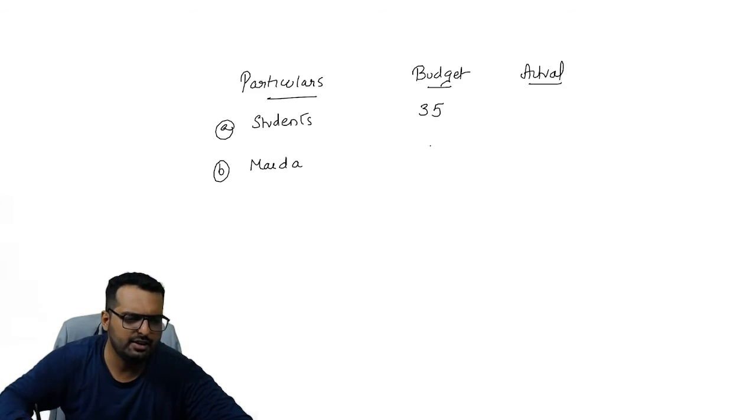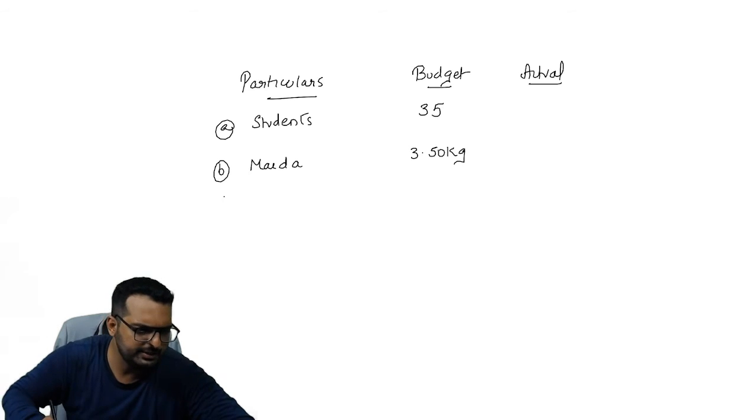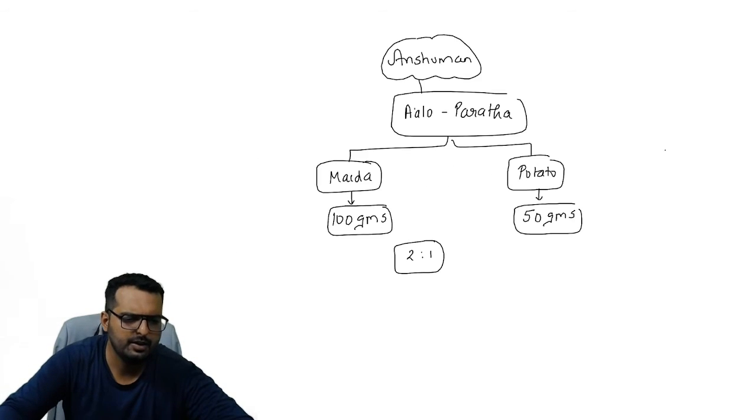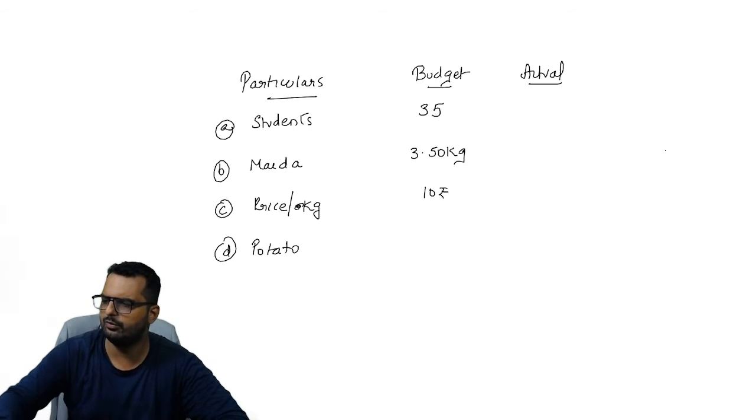You're talking about 100 grams. Can I say that will turn out to be 35 into 100 is 3500? Do we get 3.5 kg? Correct. And what is the price per kg of maida? Assume it is 10 rupees. Now tell me how much potato will be required?